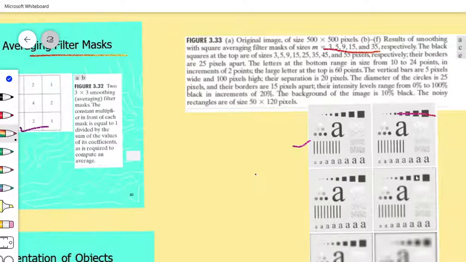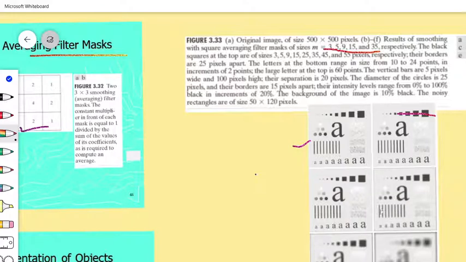The letters at the bottom are in sizes from 10 to 24 points, in increments of 2 points. Each is incremented by 2 points from the previous one. The larger letter at the top is 60 points. The vertical bars are 5 pixels wide and 100 pixels high.